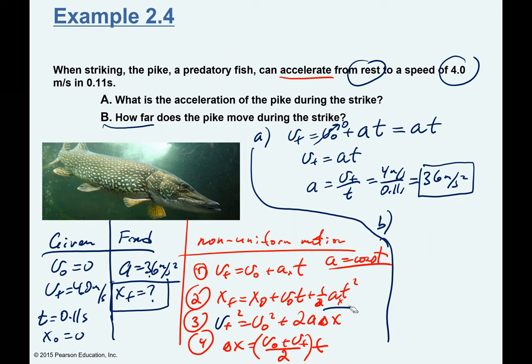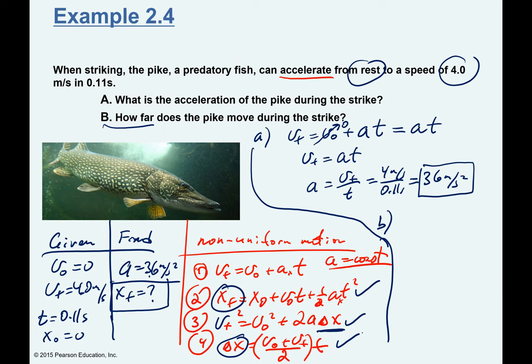I look at which equations I have for x final. Here is one equation for x final, and here's another. Remember, delta x is basically x final minus x initial, and taking x initial to be zero, I can technically solve for that. I have everything that I want, so I can solve for the x final. That means I have one, two, and three equations, all of them give me x final, and I can use all of those equations. Then you choose which one is the easiest one, all right?